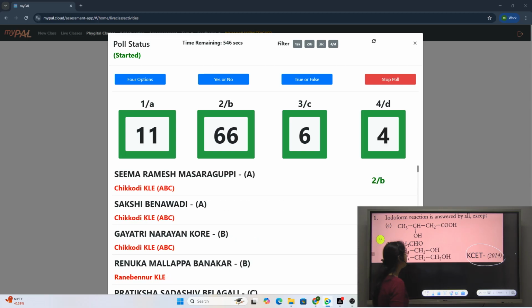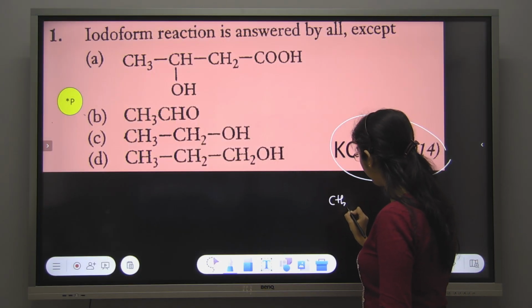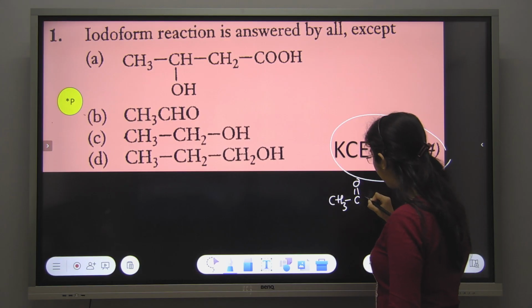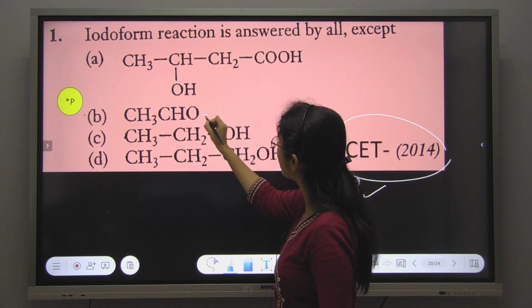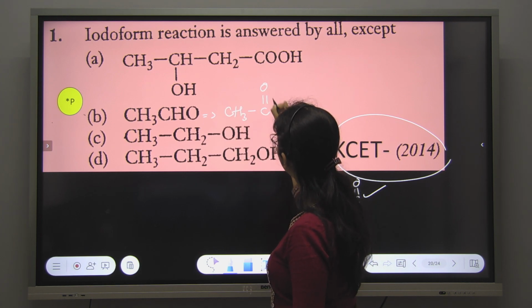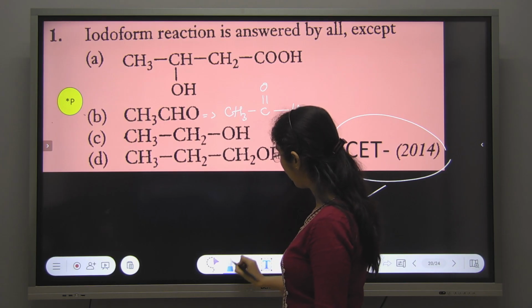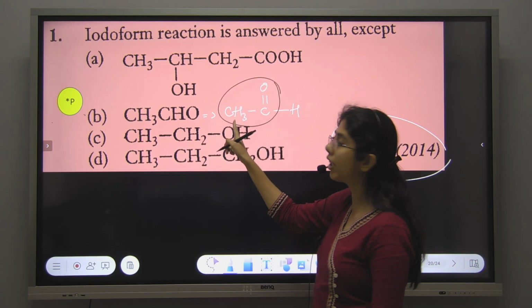Okay, here I said that if you have this group, it can give iodoform. Now see this CH3CHO. How is this? CH3 C double bond O H. Here we have the COCH3 group.